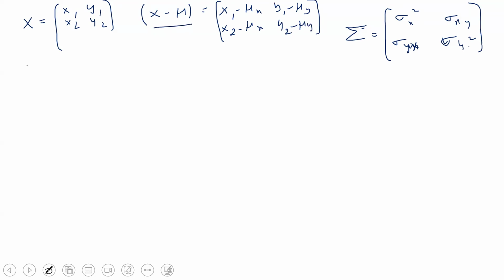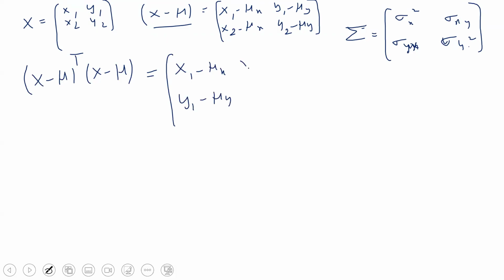Now what I am trying to do is (x minus mu) whole transpose into (x minus mu). So what is this coming down to? x1 minus mu x, y1 minus mu y, x2 minus mu x, y2 minus mu y. So this is the transpose matrix, right? The transpose of this matrix is this, or not?